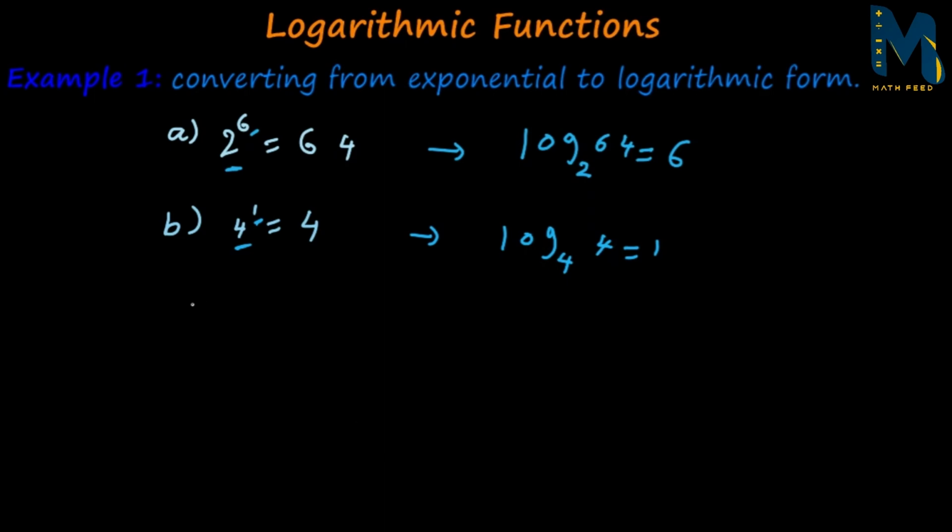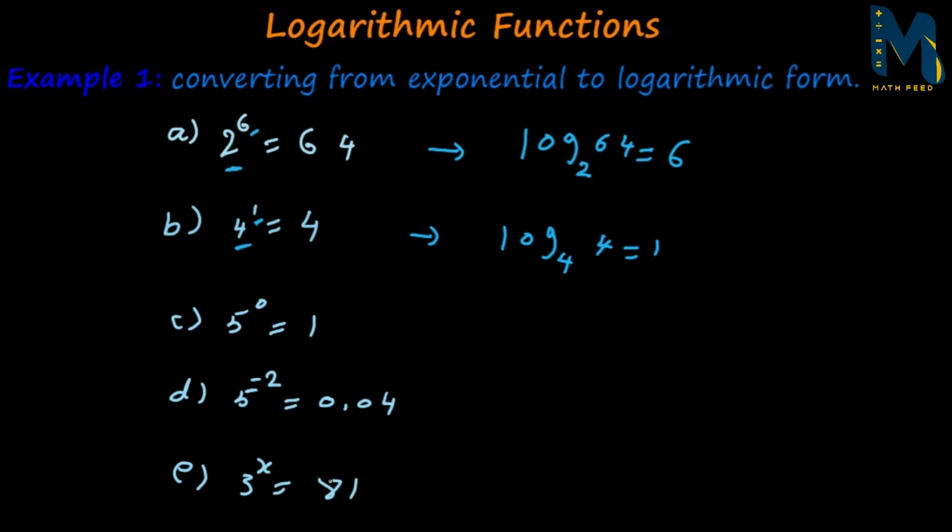For example, what if we have 5 to the power 0 equals 1, and branch D we have 5 to the power negative 2 equals 0.04, and branch E we have 3 to the power x equals 81. Now let's convert them to the logarithmic form.